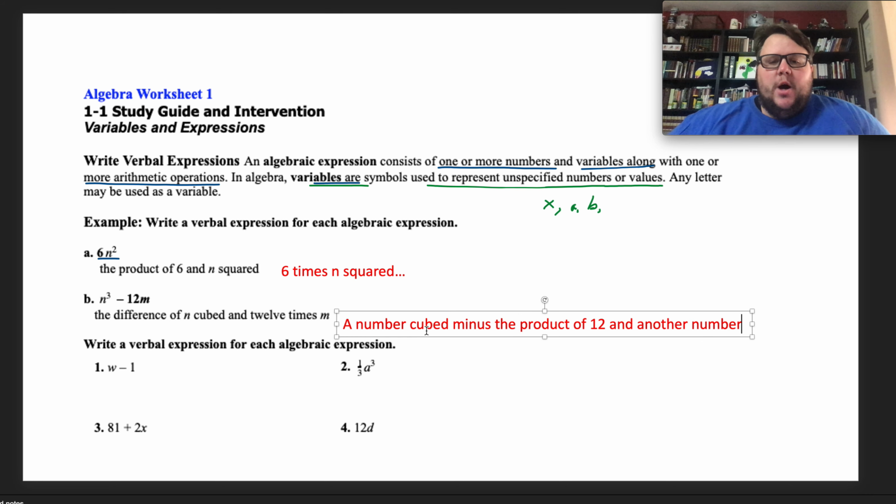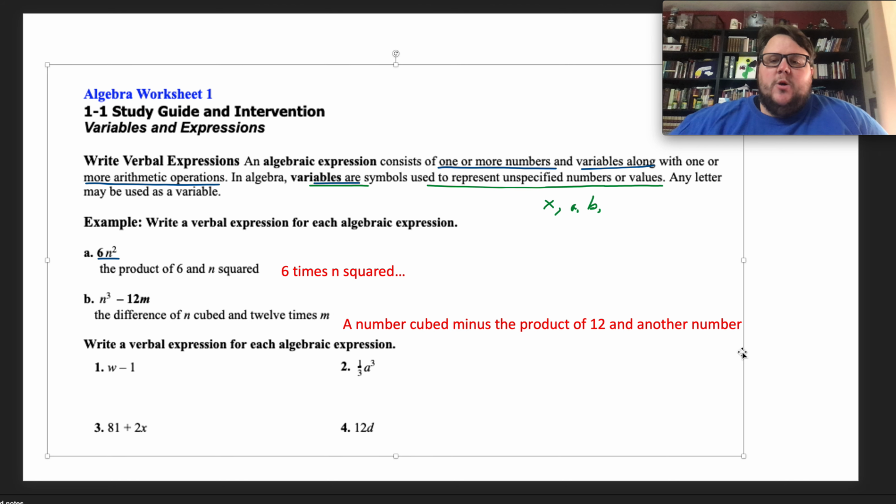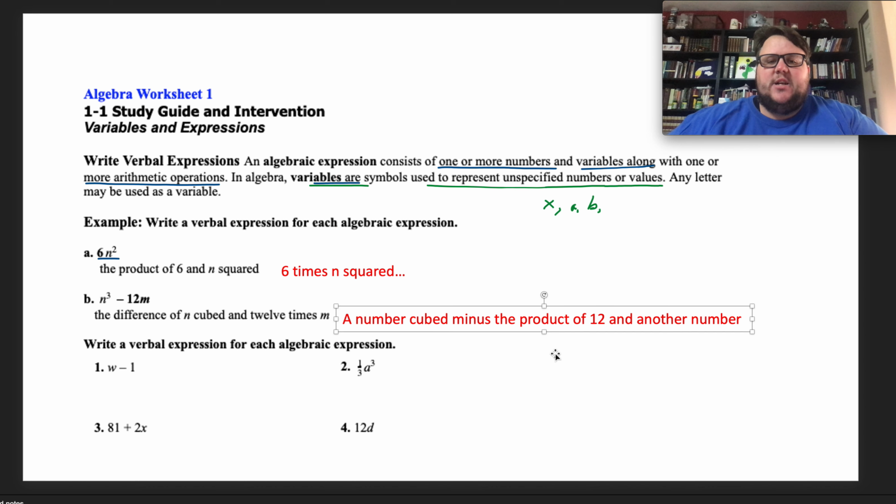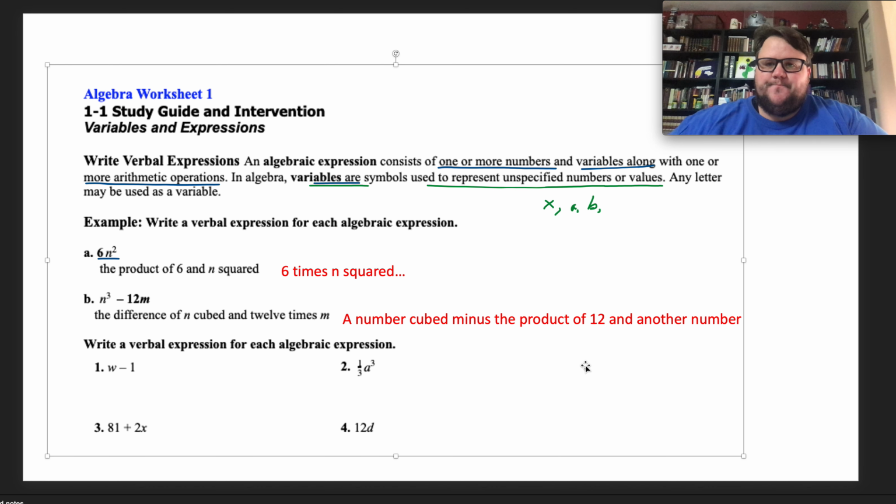So if you notice, a number cubed, that would be n cubed. That's one variable. Minus is our operation. The product means multiplication, so we got 12 times m, so the product of 12 and another number. Notice how I said another number. The reason I said that is because we have two different variables in this expression. So we have a number, n, and then another number, m. So that's another way to put it. And the reason I'm sharing this is because there's multiple ways to write these out.